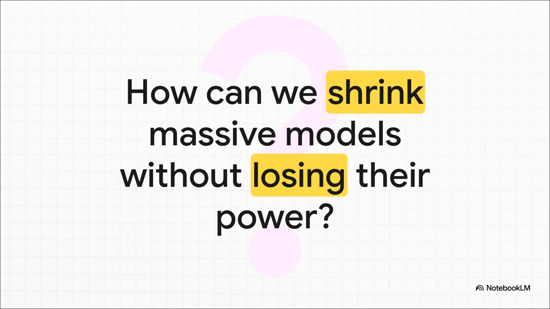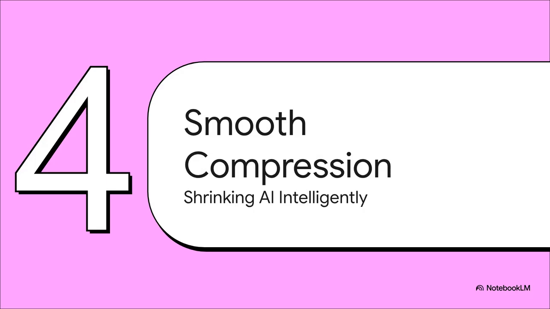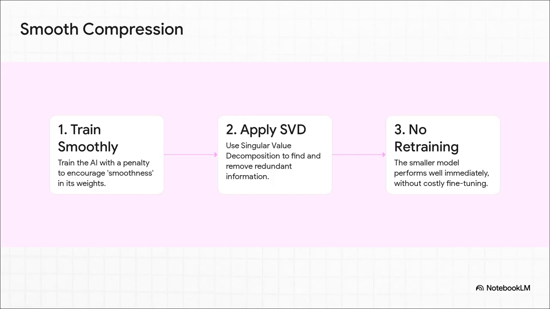How in the world can we shrink these things down, make them more efficient, more accessible, without gutting them of all their amazing abilities? Well, the answer, believe it or not, ties right back into our theme of building healthier models. By encouraging smoothness during training, we can create models that are not only more stable, but also way easier to shrink down. And the process is just so elegant and simple.